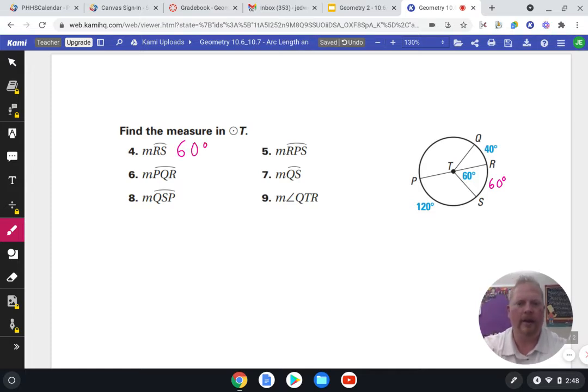Number 5, RPS. So that means I start at R, go around to point P, and then end up at point S. So that goes all the way around like that. So it starts at R, ends up at S. Well, that's the full circle except for that 60 degrees. So if I do 360, subtract the 60, that just gives me 300.